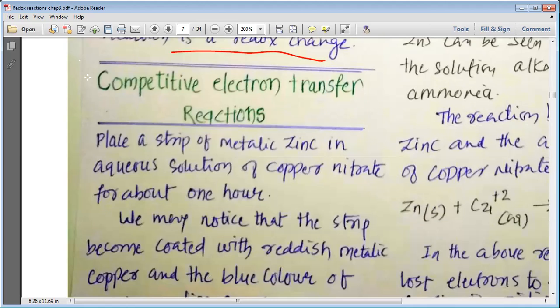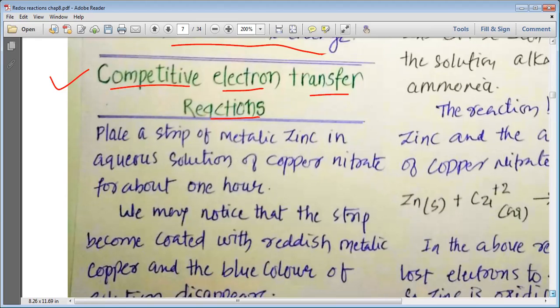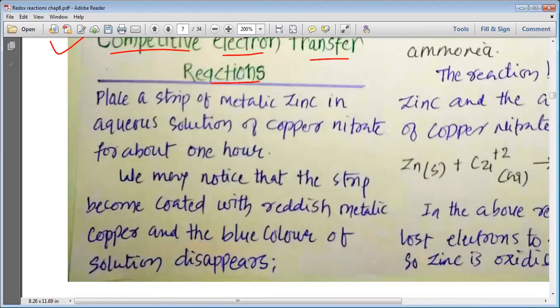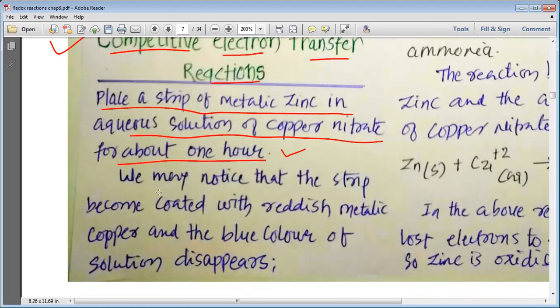Now, my dear students, we want to study the competitive electron transfer reactions. So there is a competition between the transfer of electrons. Let us see how and understand it well. Place a strip of metallic zinc in the aqueous solution of copper nitrate for about 1 hour. We may notice that the strip becomes coated with reddish brown metallic copper and the blue color of the solution disappears.